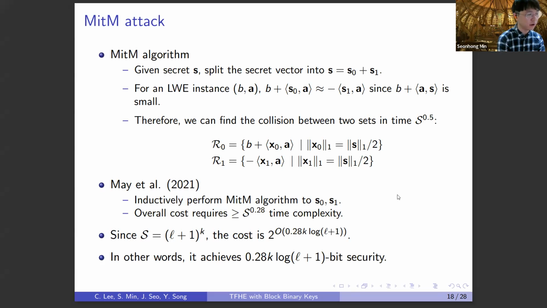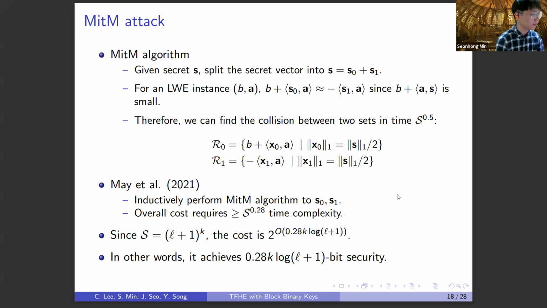So basically R0 is all the possible values of B plus X0·A, where X0 is a possible S0, and R1 is all the possible values of minus X1·A, where X1 is a possible S1. Since the cardinality of R0 and R1 is approximately square root of |S|, the time complexity of the meet-in-the-middle algorithm is approximately square root of |S|.